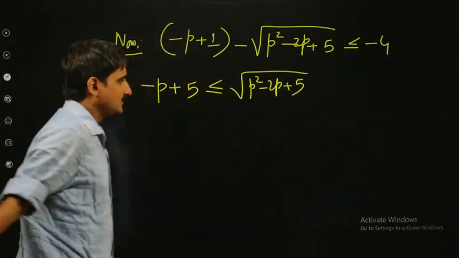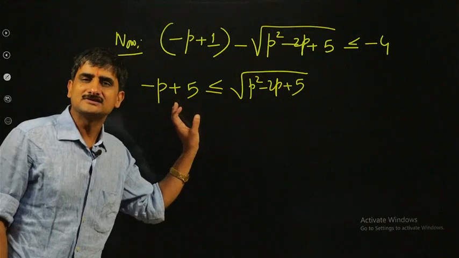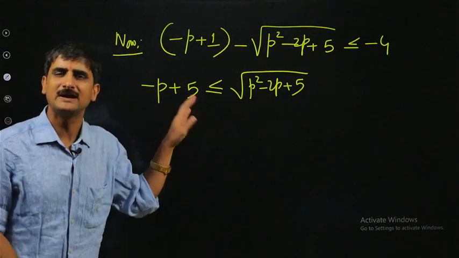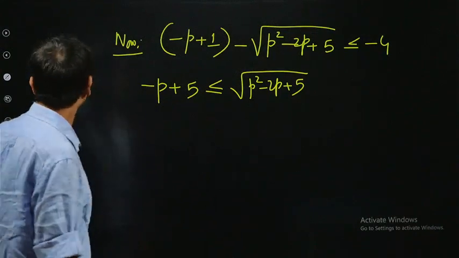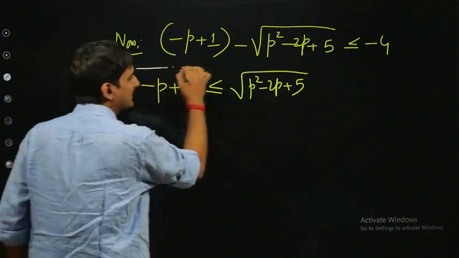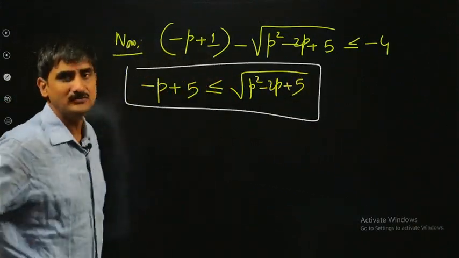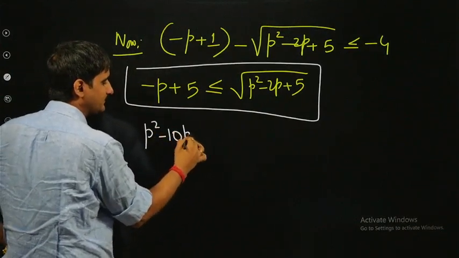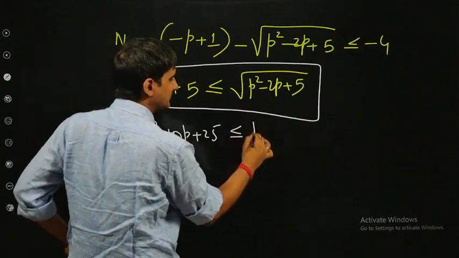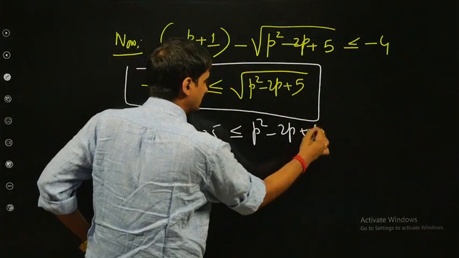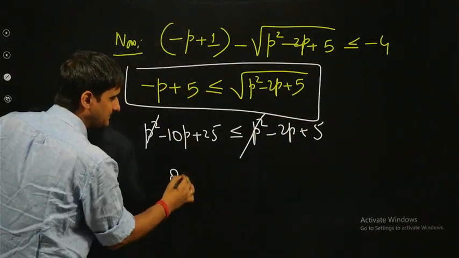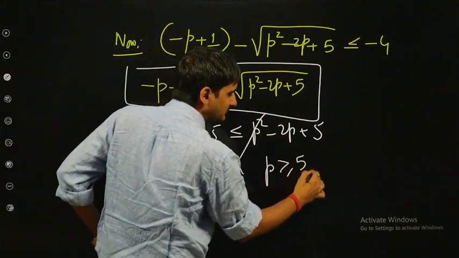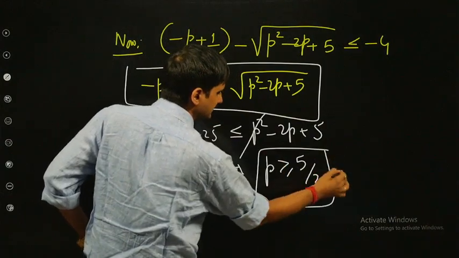Now see, this is positive and this is LHS. So LHS is less than a positive number, so that doesn't make any difference. It might be positive, it might be negative. So I don't feel any condition is required here before we square it. Squaring both sides, p square minus 10p plus 25 is less than or equal to p square minus 2p plus 5. That again gets cancelled. 8p is greater than or equal to 20. So p is greater than or equal to 5 by 2, and that's the condition.